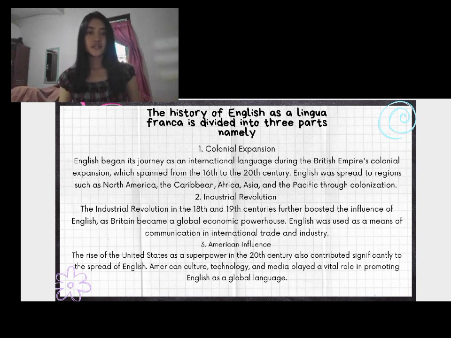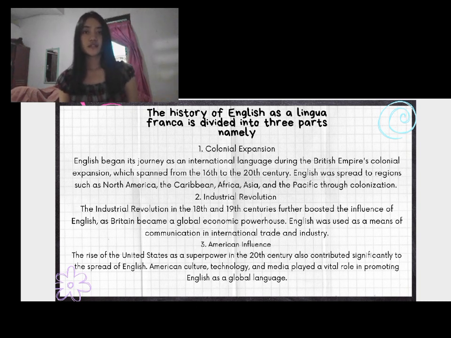And the next one is American influence. The rise of the United States as a superpower in the 20th century also contributed significantly to the spread of English. American culture, technology, and media played a vital role in promoting English as a global language.